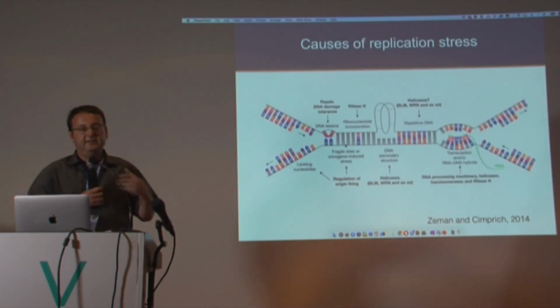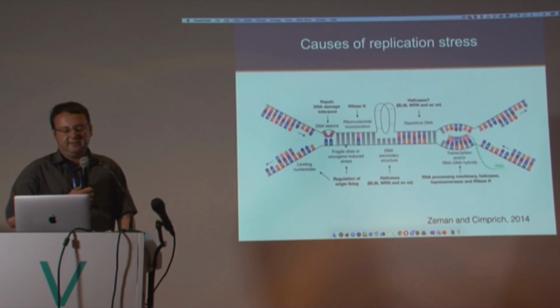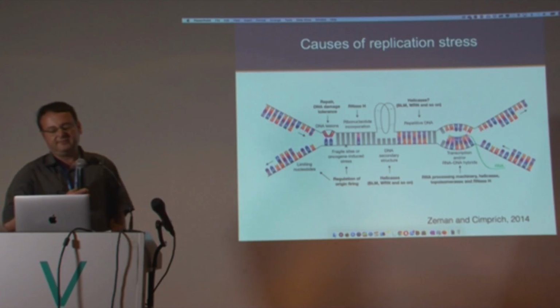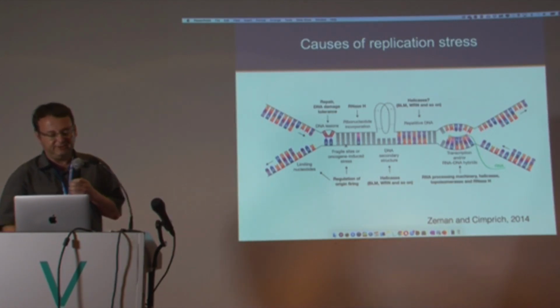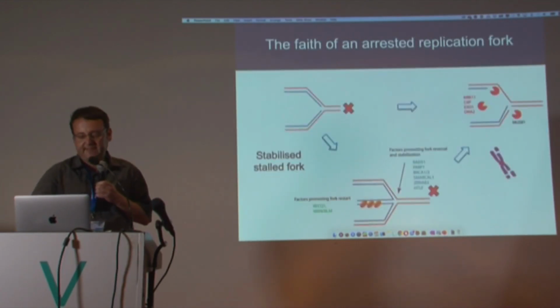Replication stress is any condition that stops or stalls DNA replication, and there are multiple factors that could cause replication stress, including limiting amounts of replication components, DNA lesions, specific secondary structures, as well as replication-transcription conflicts.